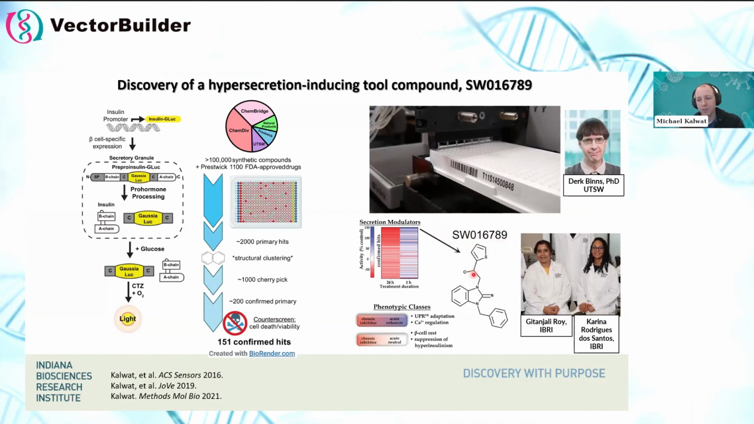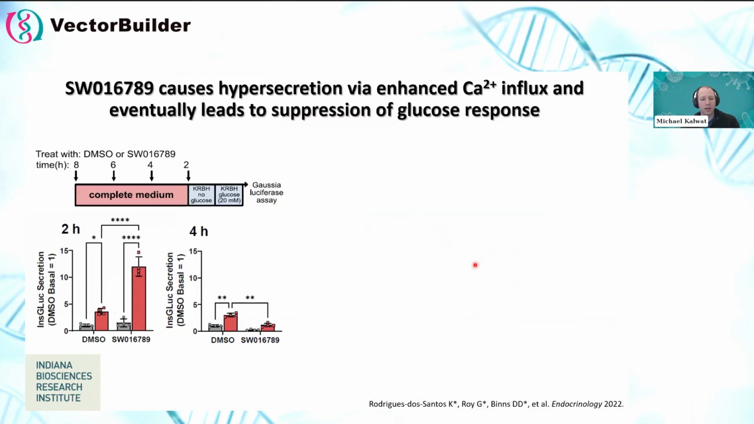And once I started my lab, I had these two talented researchers, Geetan Jolly-Roy and Karina Rodriguez dos Santos, help me work on this project. After we had identified this compound, we needed to characterize it a little bit better to figure out what was going on. We found that if you treat the cells for 1 hour or 2 hours with this compound, it can potentiate the amount of insulin that's released in response to glucose. But after 4 hours or longer, up to 24 hours, the cells will no longer respond. So they basically have this refractory response after experiencing this hypersecretion.